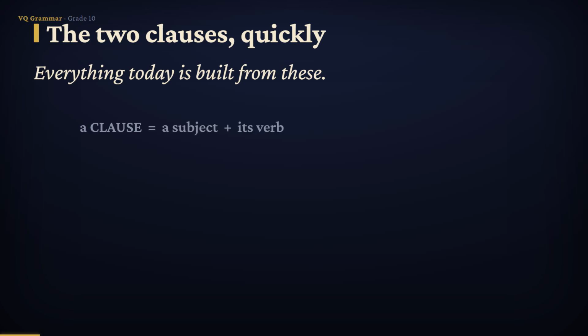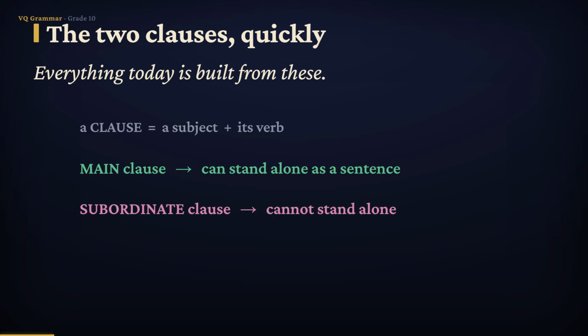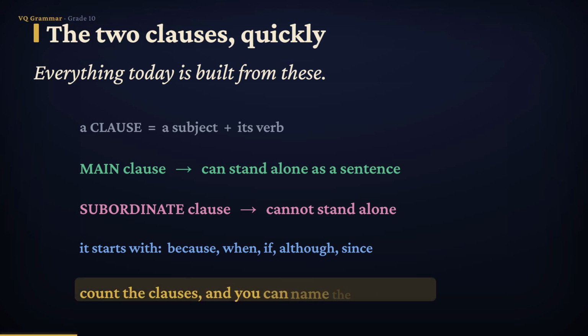A clause is a group of words with a subject and its own verb. There are only two kinds. A main clause can stand alone as a complete sentence. Cut it loose from everything else and it still makes sense. A subordinate clause cannot stand alone. It leans on a main clause to finish its thought. And you can usually spot a subordinate clause by the word that opens it. Because, when, if, although, since, whenever, unless. Hold on to that, because here is the whole secret of today's lesson. If you can count the clauses, you can name the sentence.